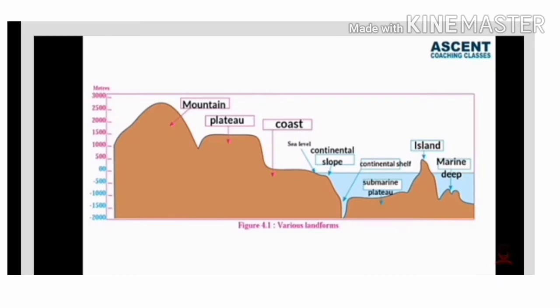Hello students, today we are going to learn about the geography 4th chapter, structure of ocean floor. So first we will see the figure. In this figure, first one is a mountain, second plateau, third coast, then sea level, then continental shelf, continental slope, submarine plateau, marine island and marine deep. So we study about the structure of ocean floor.